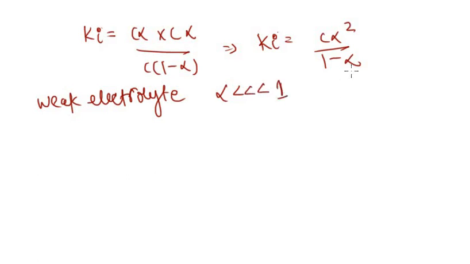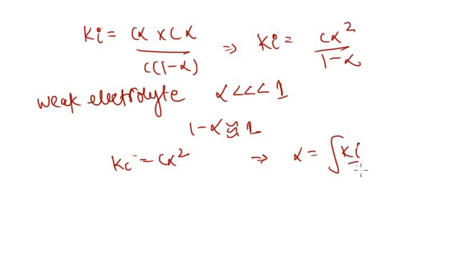We can neglect alpha when we are adding or subtracting to 1. So 1 minus alpha is approximately equal to 1. So Ki becomes equal to C alpha square. Now alpha becomes equal to under root of Ki by C. So that is the Ostwald dilution law.